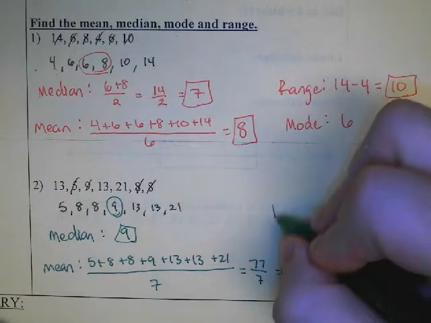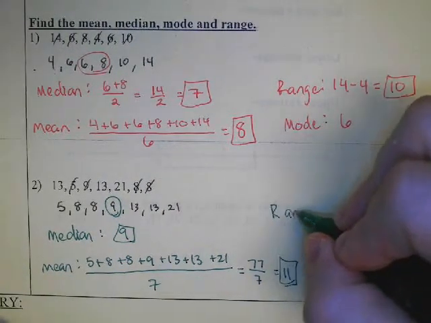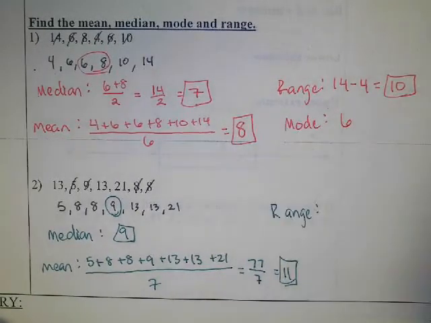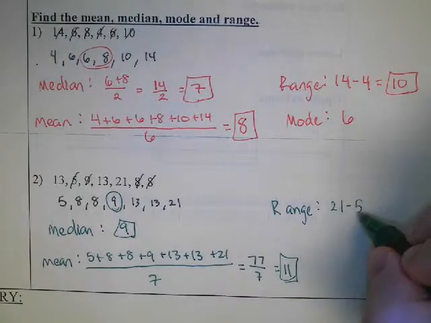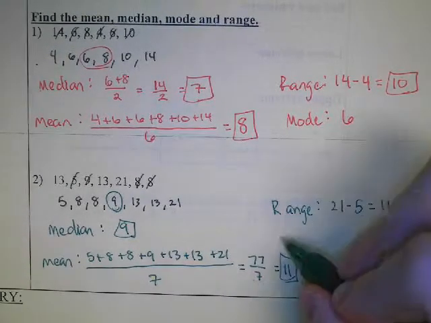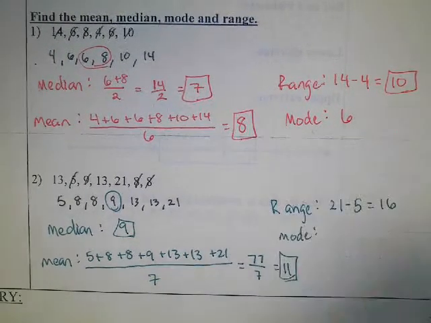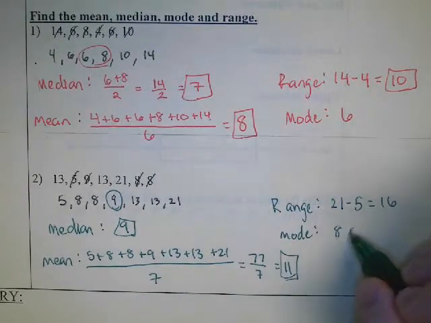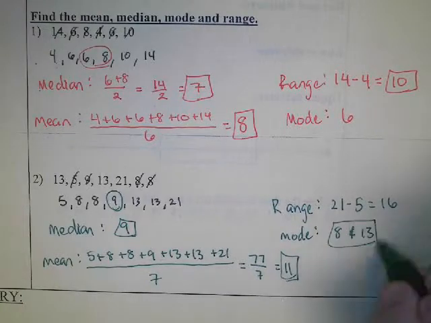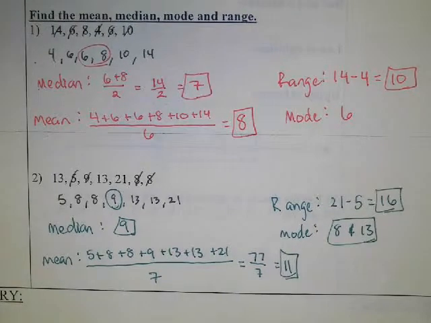Next, we'll find the range. So I'm going to take my largest data value, that's 21, and subtract my smallest data value, that is 5, and we get 16. And then finally, we have the mode. And here we have 2 numbers that repeat, so we have multiple modes. So we'll say 8 and 13 are the modes. And then we found the median, mean, range, and mode.